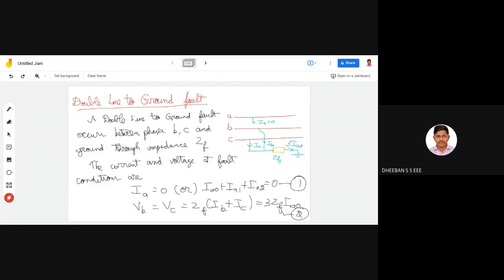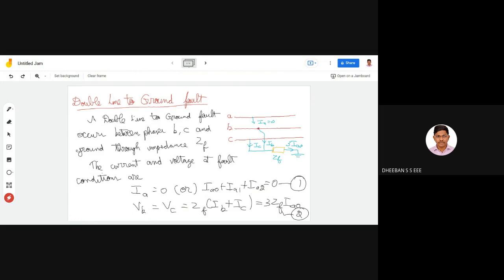And as I said, first you have to write down the characteristic equation. As per that, the characteristic equation is IA equal to 0. So it is the first characteristic equation for this particular fault condition. And after that, the voltage potential drop VB will be the same as your VC, since you have to consider this with respect to the current and not with respect to your two lines. You can see the potential drop.